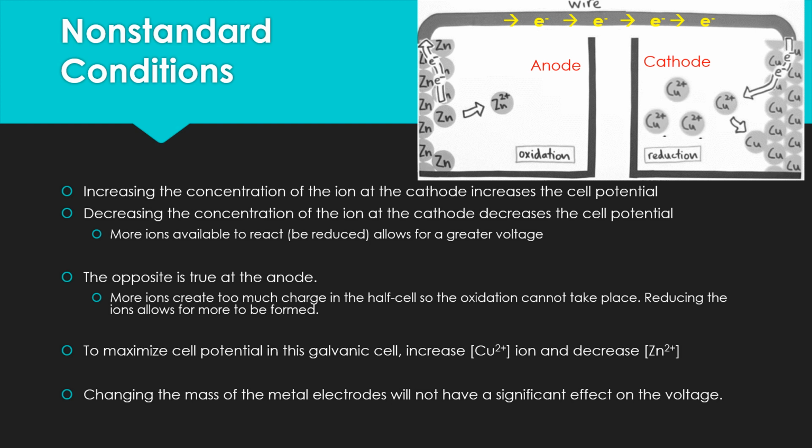Okay, so to maximize our cell potential in this galvanic cell, we would increase the concentration of our copper ions and decrease the concentration of our zinc ions. So we'd have more than 1 molar at the cathode, less than 1 molar at the anode. Changing the mass of the metal, so changing the actual solid zinc or solid copper electrodes, will not have a significant effect on our voltage, so we can eliminate that as an option. So we're only changing those 1 molar solutions because that's going to have an effect on the voltage across our cell.